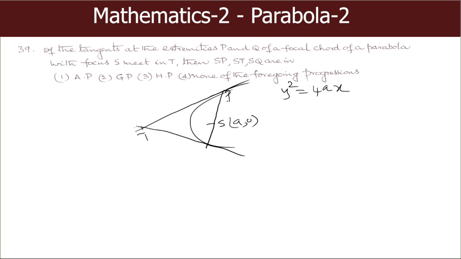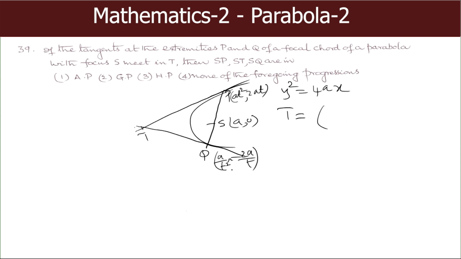P is (at square, 2at). So what is Q? The parameter of P is t. The parameter of Q is minus 1 by t because PQ is a focal chord. So Q is (a by t square, minus 2a by t). Okay. So these two tangents intersect at T. So let us find T.